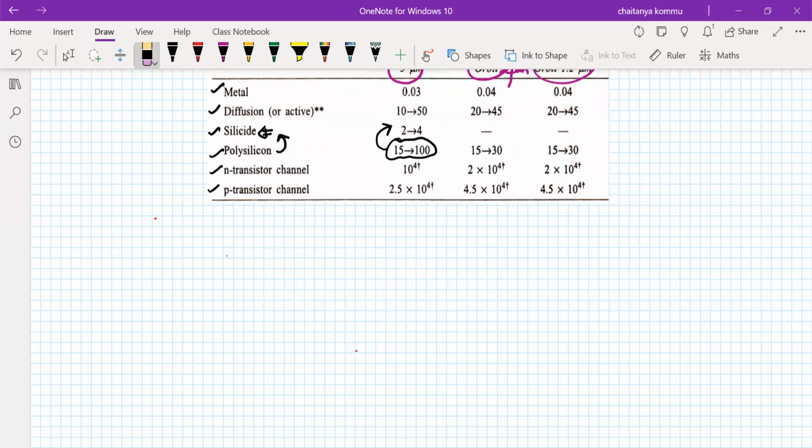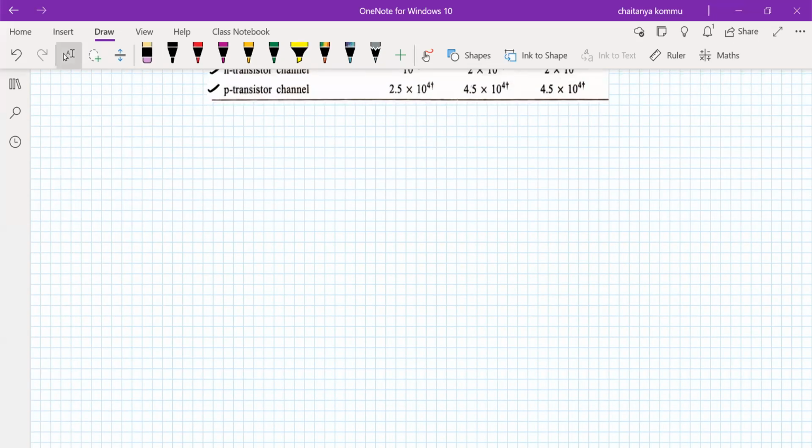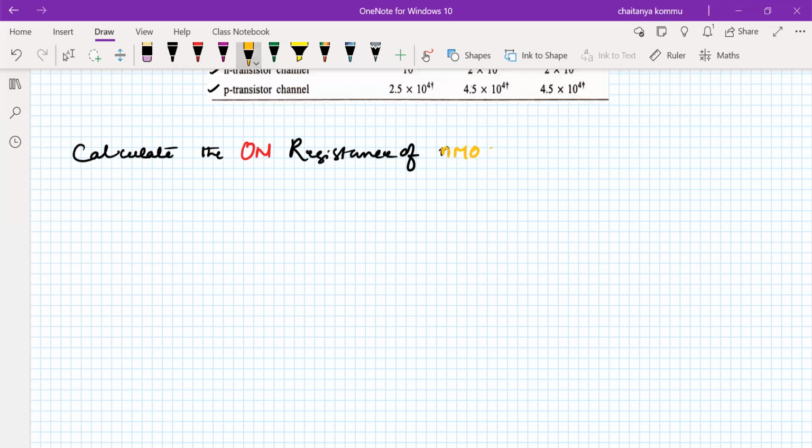For example, if I want to calculate the resistance of a circuit, let us consider a simple circuit. Let us calculate the on resistance of an NMOS inverter. On resistance of an NMOS inverter.